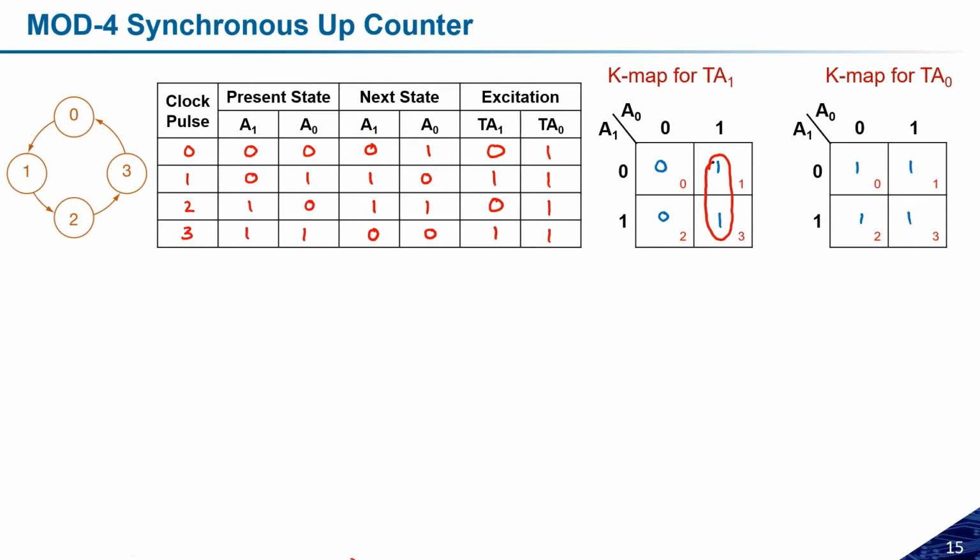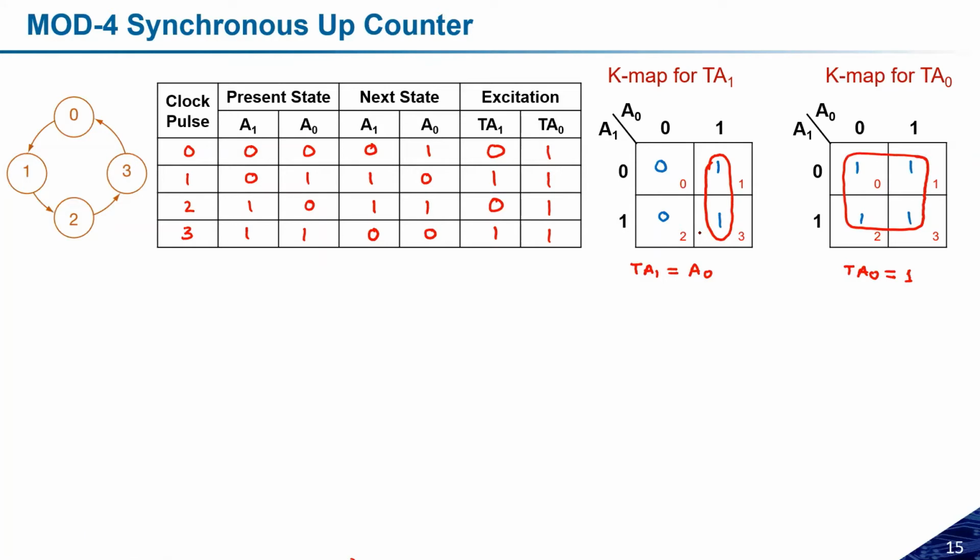TA1 is nothing but A0. And TA0 is nothing but logic 1, because this whole quad is possible here, so that will give you 1. So TA0 is 1 and TA1 is A0.